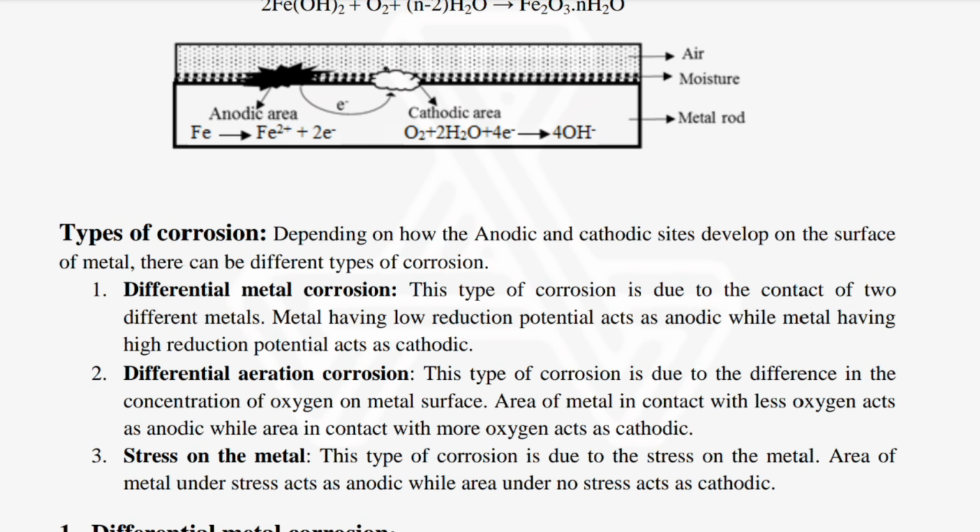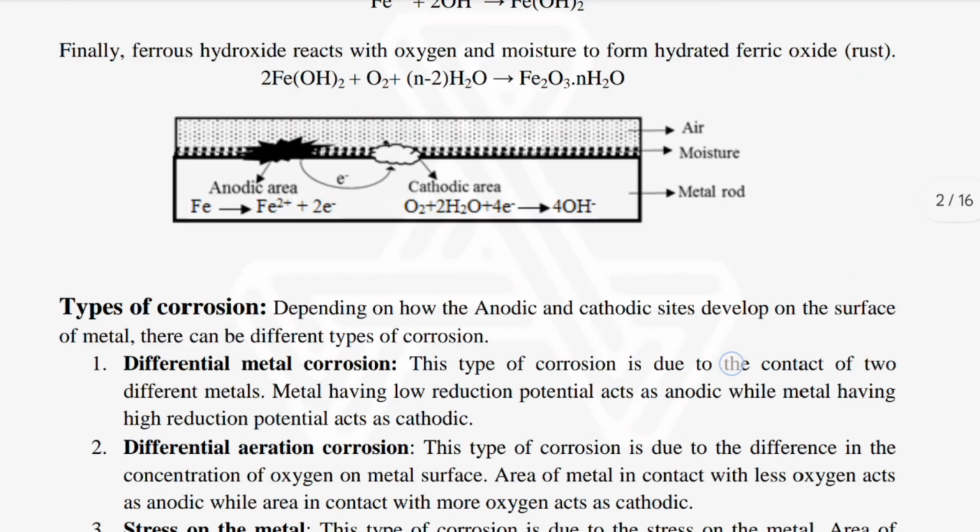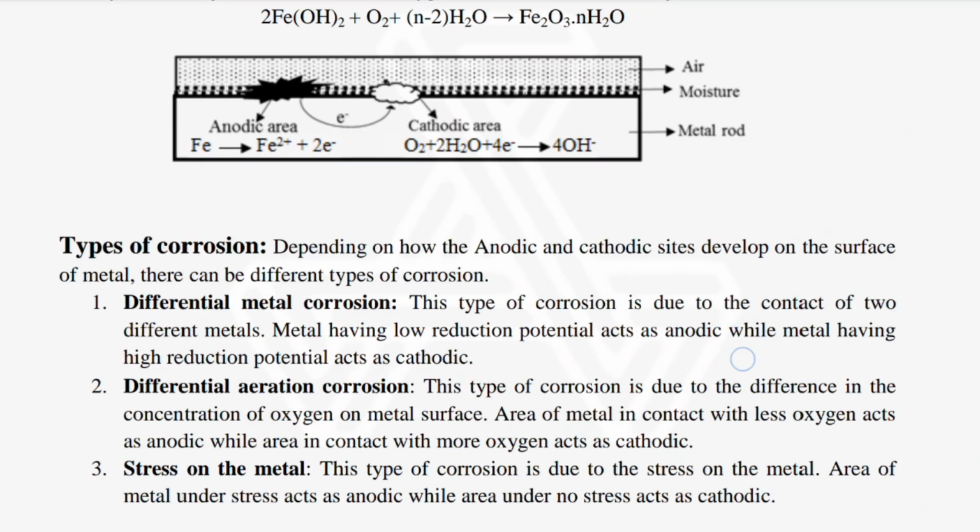Air, moisture, metal, rust. Anodic area: Fe gives Fe2+ plus 2e-. Cathodic area: O2 + 2H2O + 4e- gives 4OH-.